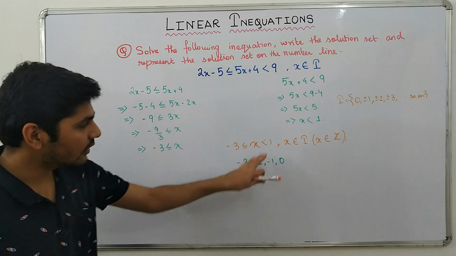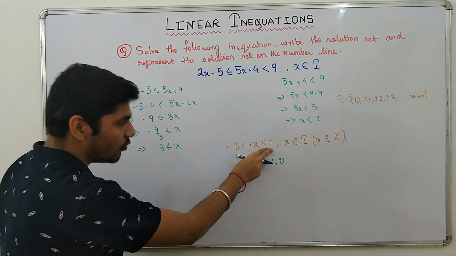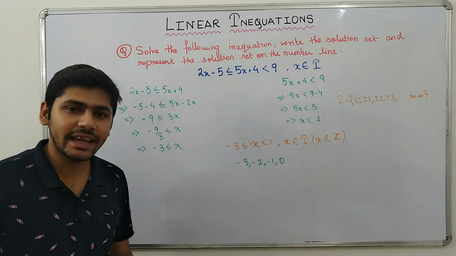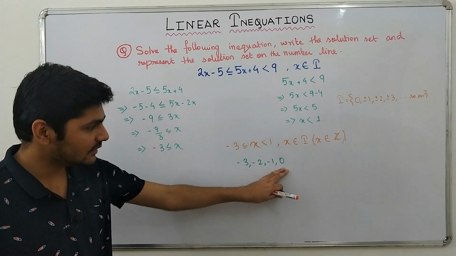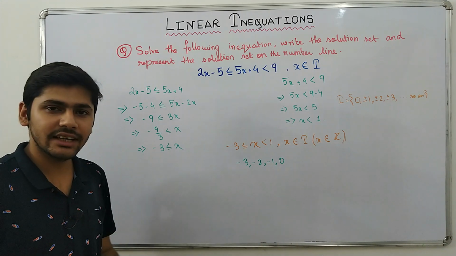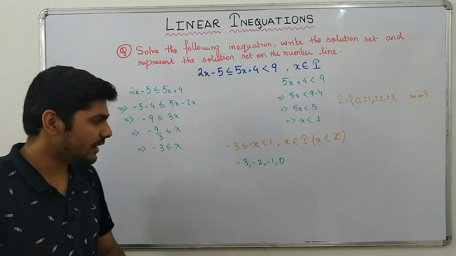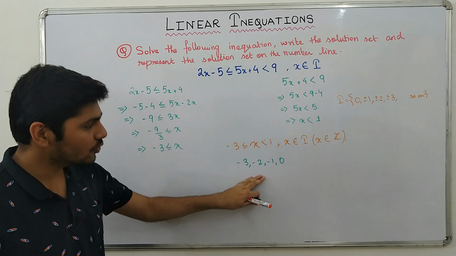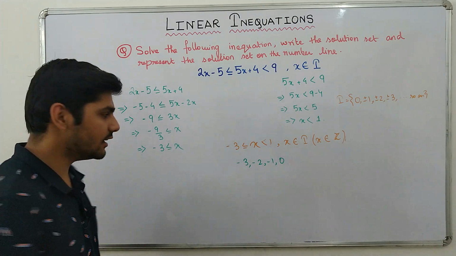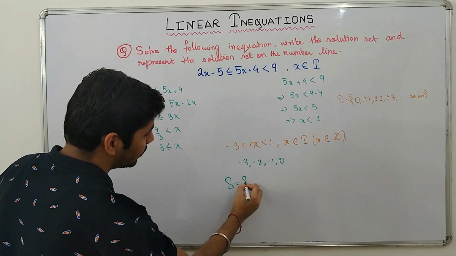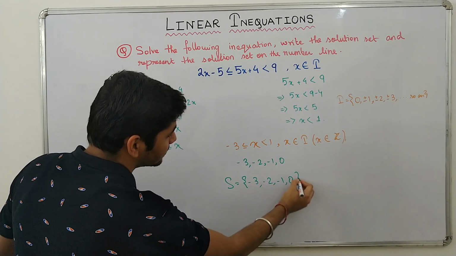Now over here on this side there is no equality sign. x is less than 1. So x cannot gain the value of 1. So the maximum possible value of x can be 0 because the integer before 1 is 0. So the value of x can be minus 3, minus 2, minus 1, 0. And this will become your solution set. So S is equal to minus 3, minus 2, minus 1 and 0.